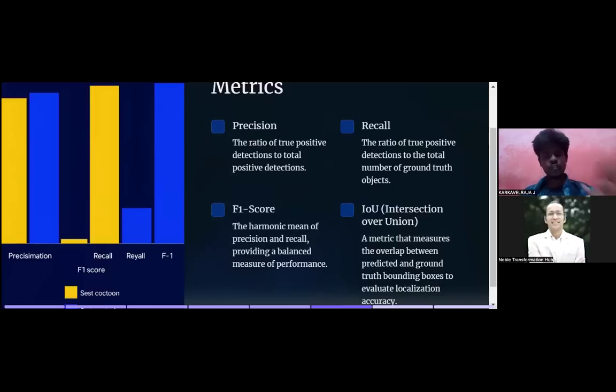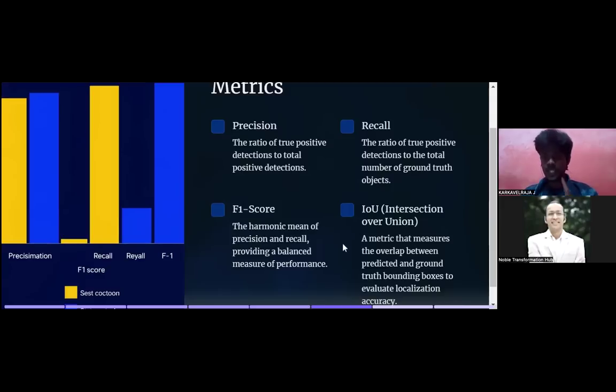Precision is the ratio of true positive detections to the total positive detections. Recall is the ratio of true positive detections to the total number of ground truth objects. F-score is the harmonic mean of both precision and recall, providing a balanced measure of performance. This is everything we have learned. Precision gives the accuracy of positive samples. Recall gives the accuracy of both negative as well as positive samples, whereas the F-score is a combination of precision as well as recall.